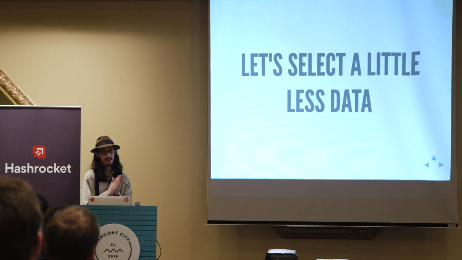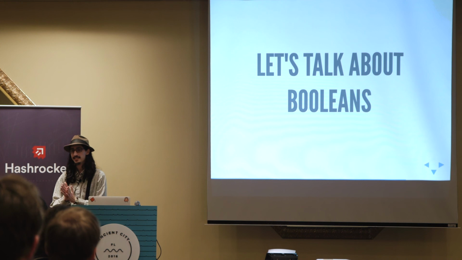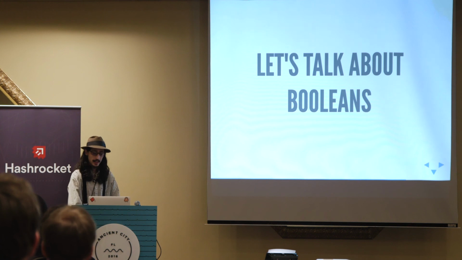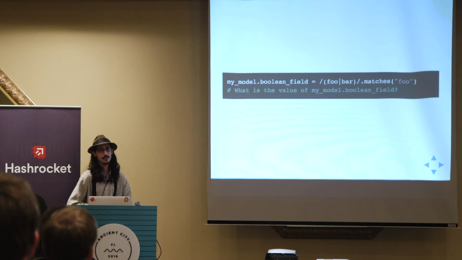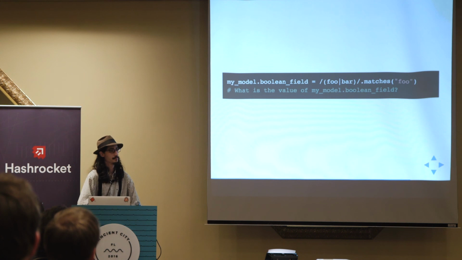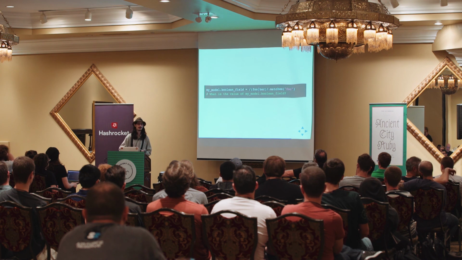So let's select a little bit less data. Now the tools are there. So Booleans are a thing, as I randomly skip around here. Can anybody tell me what the value of this Boolean field is after that assignment? Because we obviously match this regex. It captures struct or something. Right. And then when you assign that to a Boolean field, exactly. The problem here is that the matches method will return a match data struct. And we're assigning that to a Boolean field.